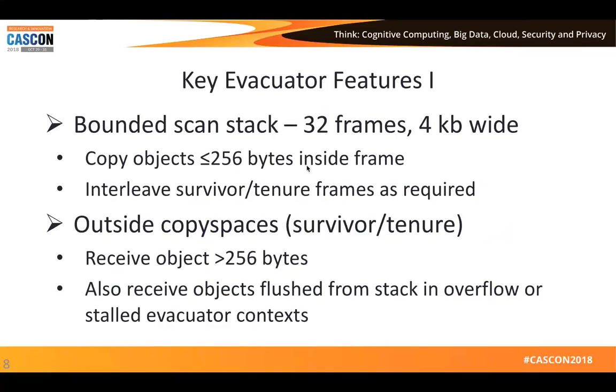Outside copy spaces, as I said, each Evacuator thread has 2, one for survivor, one for tenure. They receive objects that are greater than 256 bytes. They also receive objects flushed from the stack when we overflow the stack beyond 32 frames. Also, if there's another Evacuator thread that is stalled, running Evacuators will try to provide it with some work to do. And the way that they do that is they lower their stack limit so that the stack has only 1 frame, the bottom frame, so that everything has to be copied outside.